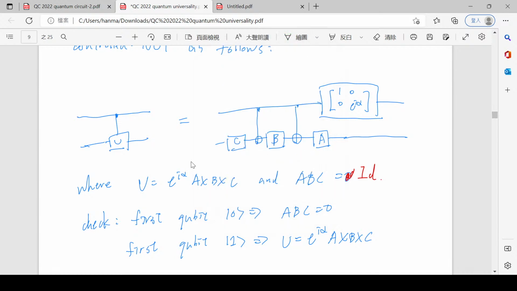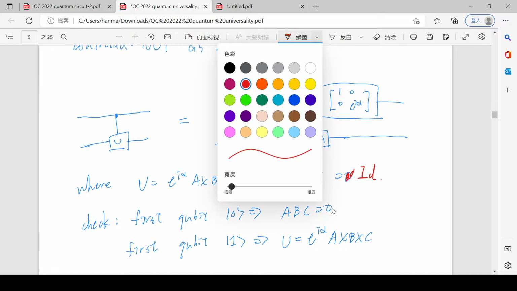So we have set up such that U equals e to the i alpha times A X B X C, and A times B times C equals identity. If the first qubit is 0, then those two control nodes don't do anything, so it's like they don't exist. The second qubit will just get A times B times C, and that is equal to identity.